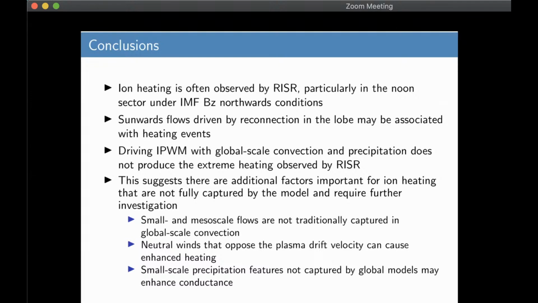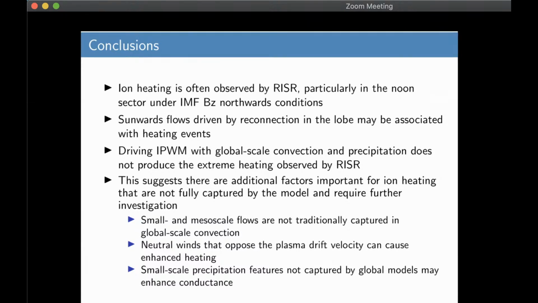Roger Varney presented a talk at AGU where he showed that when you have neutral winds, or convection that may have reversed quickly from neutral winds, that could cause a substantial enhancement in the heating that we observe, and that's not necessarily captured if you're not considering neutral winds correctly. And then finally, small scale precipitation features that are also not captured in the global models could modify the conductivity or conductance and cause additional factors that we aren't currently considering.